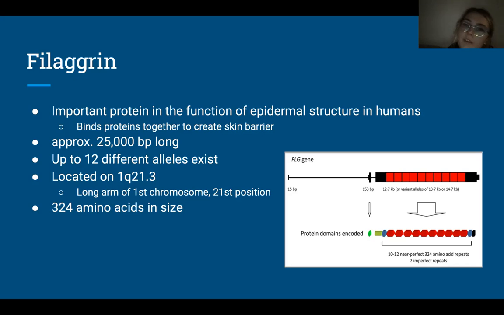It's approximately 25,000 base pairs long. I found that some of the research differed, and I saw anywhere from 23 to 25 based on diagrams and different things like that, and up to 12 different alleles exist for this gene. But the two that are focused on in this presentation, that's 2 out of the 12. It's also located on the 1q21.3 chromosome. So this is the long arm of the first chromosome in the 21st position. And it is 324 amino acids inside.